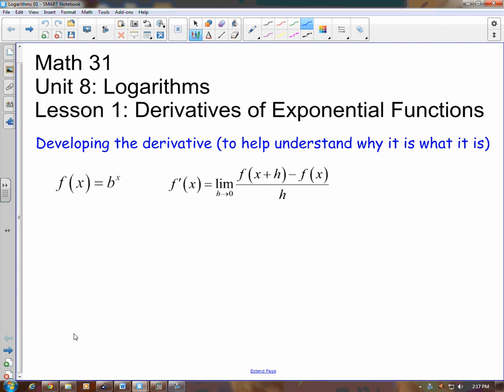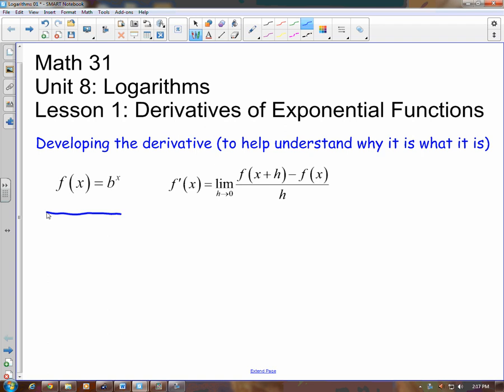Okay, so here's our generic exponential function. y is equal to b to the power of x, where of course b is some base value that's greater than 0 and typically not equal to 1, right? Because otherwise you don't have any growth or decay.